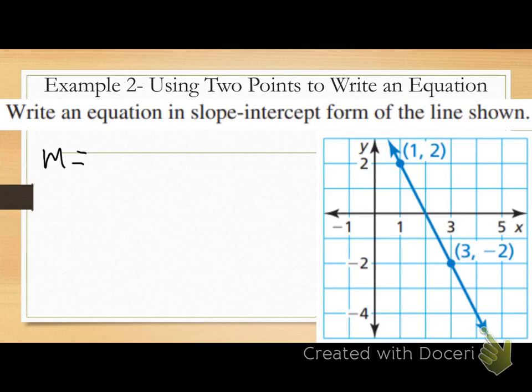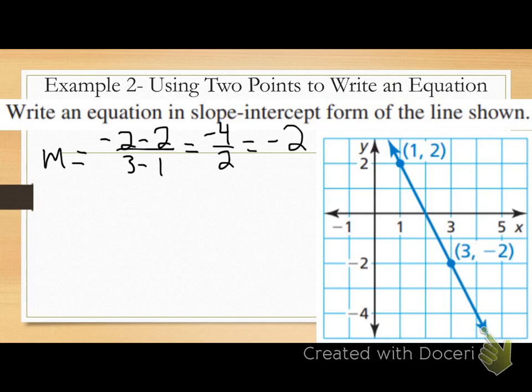So, let's find our slope. What's my y2 value? Negative 2. Minus, what's my y1? 2. What's my x2 value? 3 minus, what's x1? 1. Very good. Negative 2 minus 2 over 3 minus 1. Negative 4 divided by 2. Negative 2. So the slope of my line is negative 2. Everyone okay finding the slope?